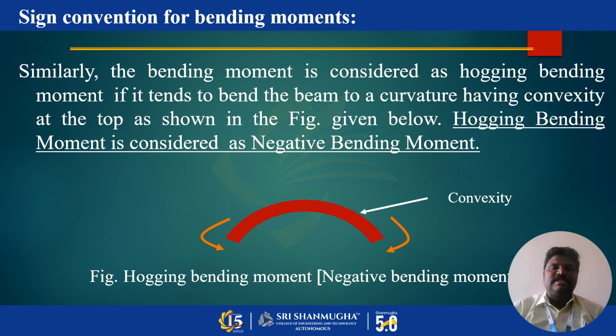Next, the sign convention for negative, that is hogging. The moment acting on the left of the section is anti-clockwise and on the right is clockwise. It is in the form of convexity, so we call it a negative bending moment or hogging bending moment.